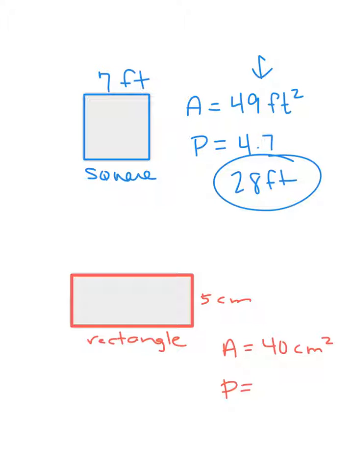In looking at my rectangle, I know we have the same idea. I know that my area is 40 centimeters squared. My width is 5 centimeters. So my length has to be 8 centimeters. To find my perimeter, I'm going to take 8 times 2 plus 5 times 2, so I get 16 plus 10. So my perimeter is 26 centimeters.